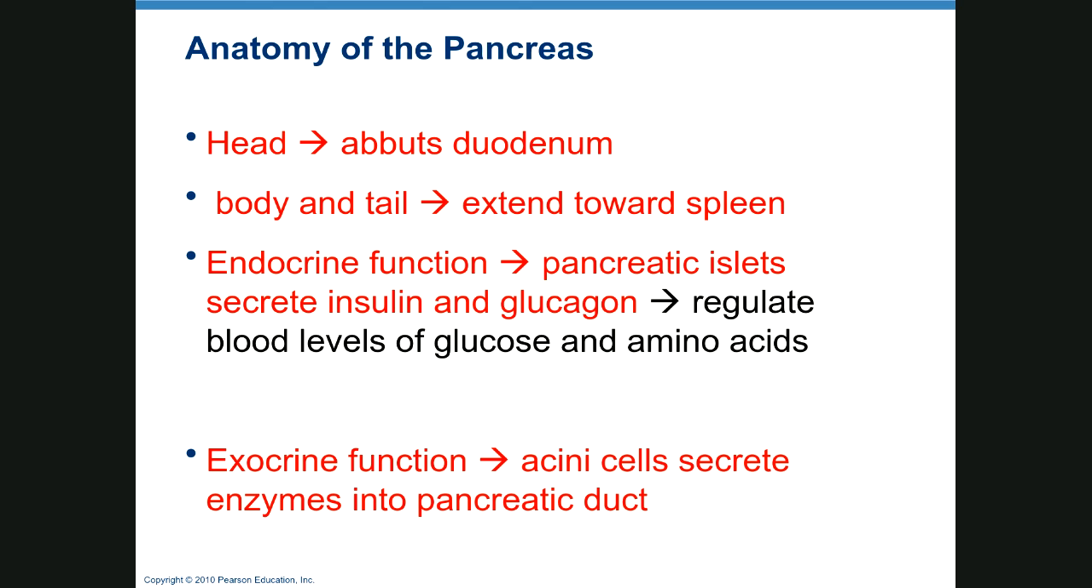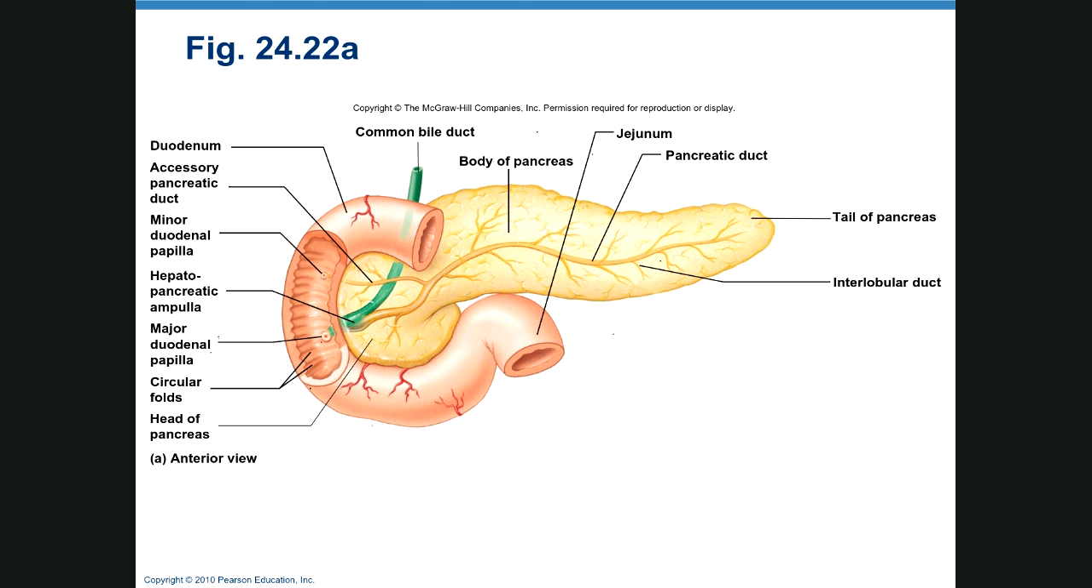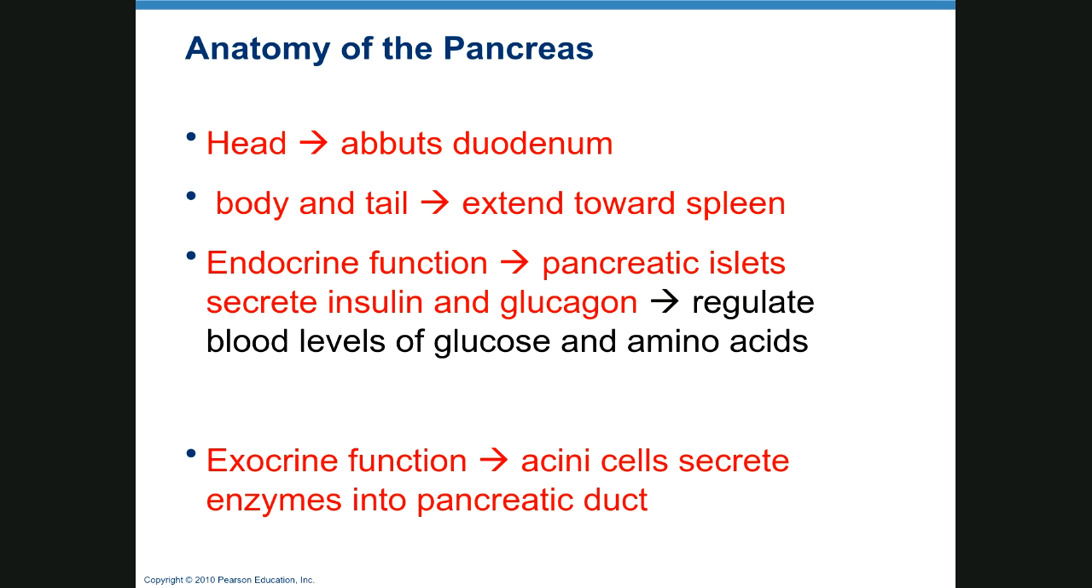All right, now when it comes to the other accessory organ, the pancreas, it is located with its head abutting against the duodenum and the tail against the spleen. This is an organ that has two functions. It has endocrine function and exocrine function. The endocrine function, we saw it in the endocrine system chapter, is the secretion of insulin and glucagon by beta cells and alpha cells in the pancreatic islets. Exocrine function involves the acini cells, which secrete pancreatic enzymes.